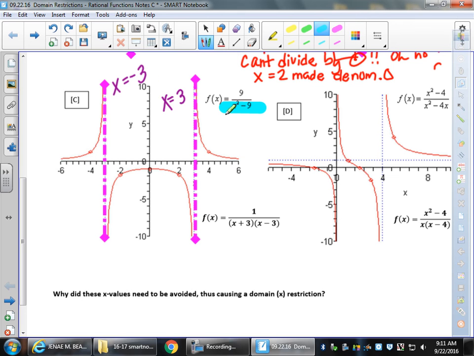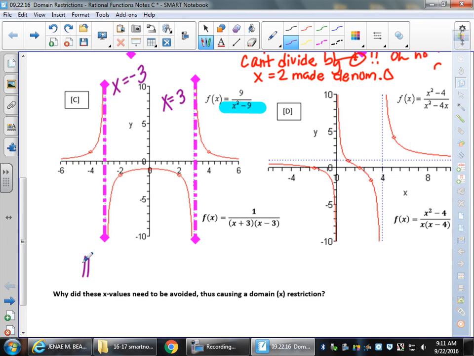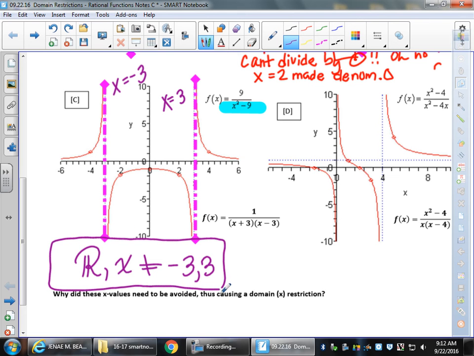What's -3 squared? Positive 9 minus 9. So how many values have to be excluded here? 2. So how are we going to write our domain? All real numbers, x not equal to -3 and 3. Both of those numbers have to be excluded. Because both of these x values make my denominator 0, and that's not okay.